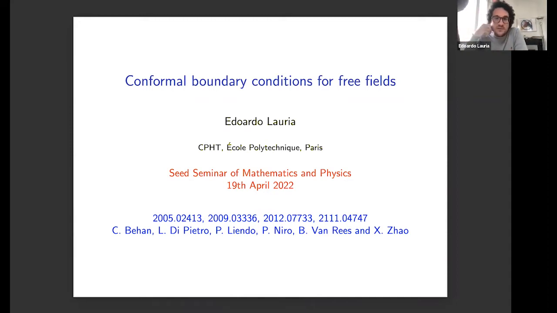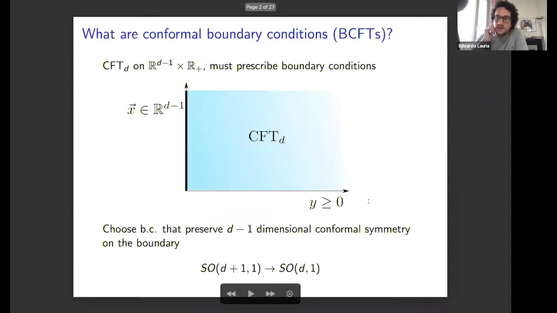Today I'm going to tell you something about these conformal boundary conditions for free fields, a topic I've been studying in the past few years together with fantastic collaborators. Today I'll try to make a story out of it. Of course, I will not be talking about four papers. It's just a story.